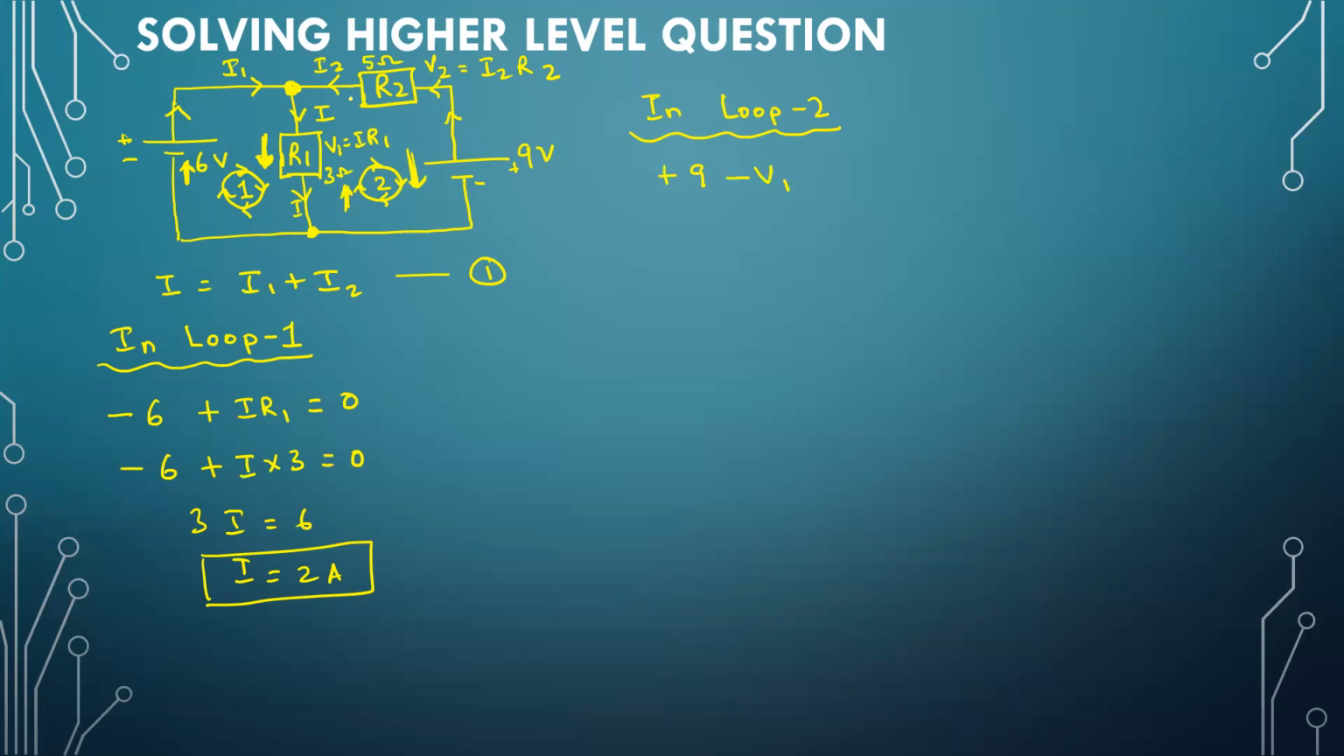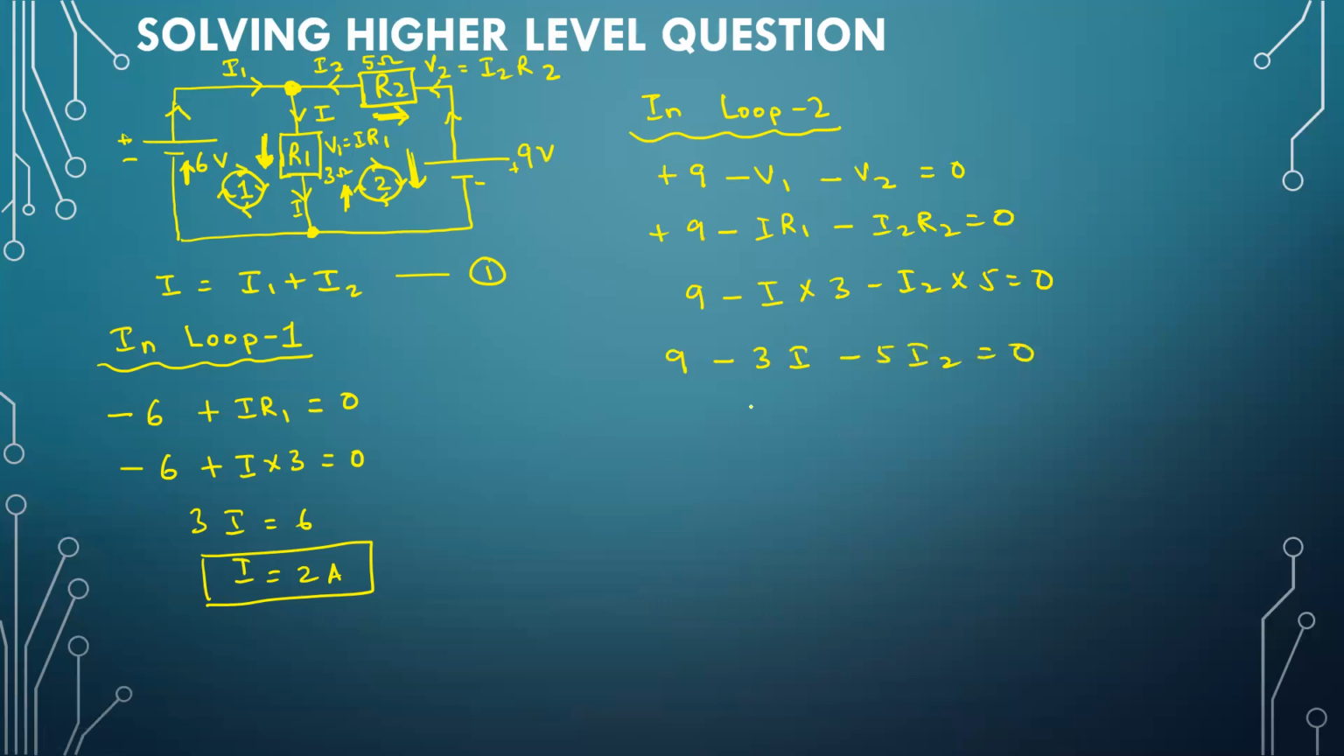Minus V1. Now look at the R2. I am going this way. Okay, I am going this way. Current is going other side. So we are opposite to each other. So minus V2. And then that is 0. So if I have to just substitute the value V1, it will be nothing but IR1, and then V2, which is nothing but I2R2 equal to 0. So which means 9 minus I, R1 value is 3 minus I2 into R2, which value is 5, that is equal to 0. So it is 9 minus 3I minus 5I2 equal to 0.